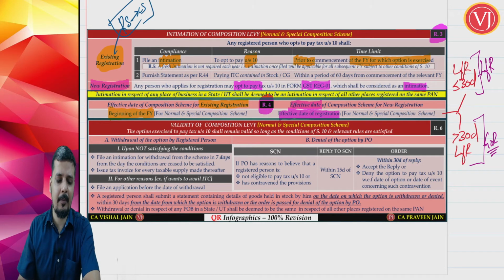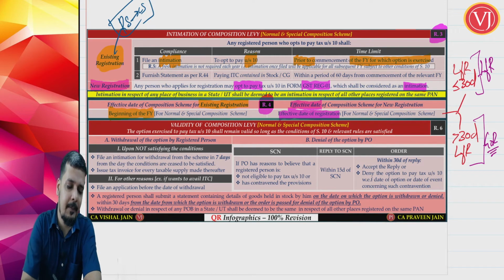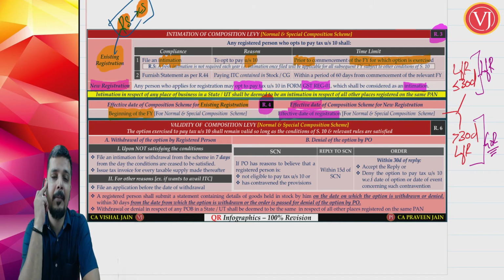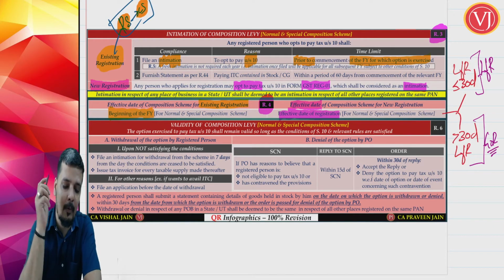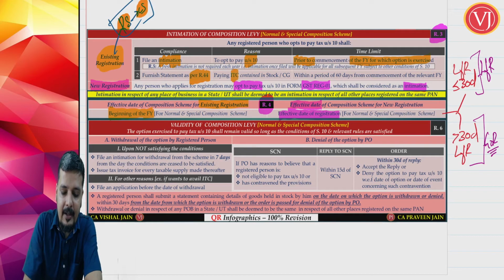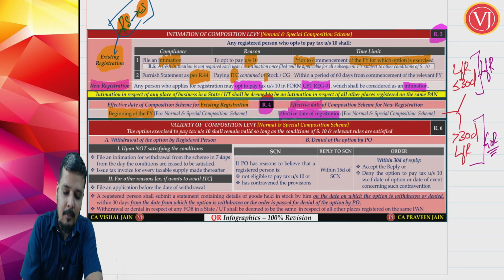Now, one more special point. If I am already registered, other things will also happen. Why? If I am already registered, it means that I am talking about regular scheme to composition scheme. In regular scheme, I can enjoy input tax credit. In composition scheme, I cannot enjoy input tax credit. So, after going for composition scheme, I have to do one more thing. I have to furnish a statement as per rule 44, which is for reversal of ITC. I have to pay ITC of the stock which is there as on the date of conversion from regular scheme to composition scheme, both stock of inputs as well as capital goods.